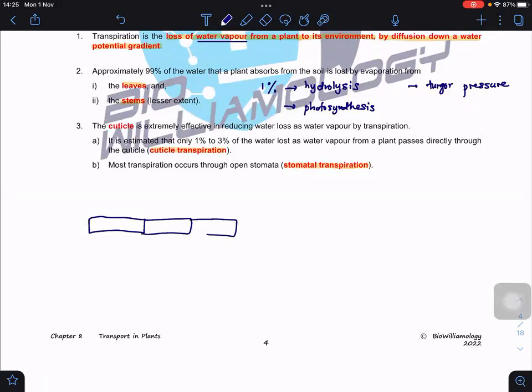the upper epidermis has the ability to secrete a layer of cuticle, which is formed by cutin. A layer of cuticle. So this layer is termed the cuticle, and the chemical that forms this layer is known as cutin. The cuticle is waxy, but this waxy cuticle is not totally waterproof. Are you clear? It's not totally waterproof.